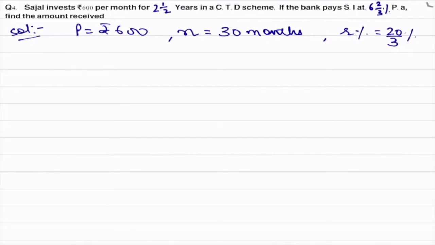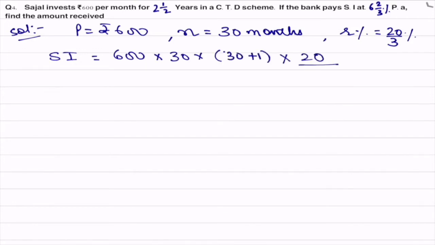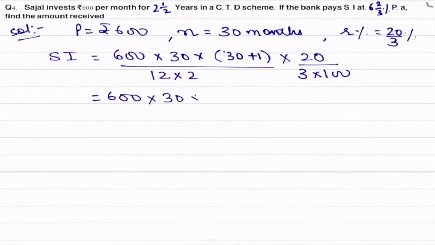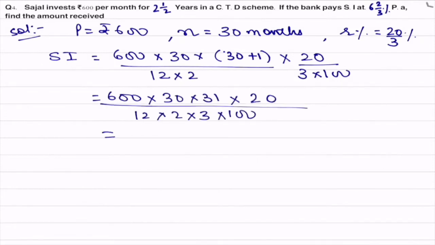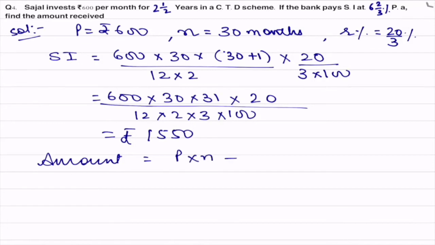So simple interest, again substitute the values in the formula: 600 into (30 plus 1) into rate of interest 20 by 3 into 100, whole upon 12 into 2. So after solving this, we'll see the value of the simple interest is rupees 1,550. They said find out the amount received. Again, amount received means the maturity value.